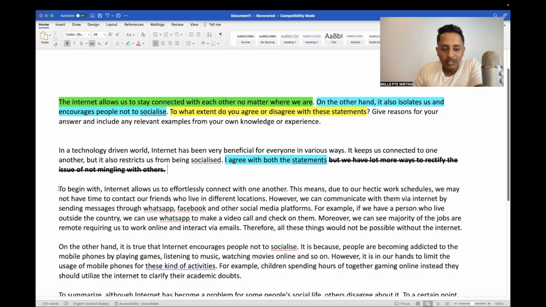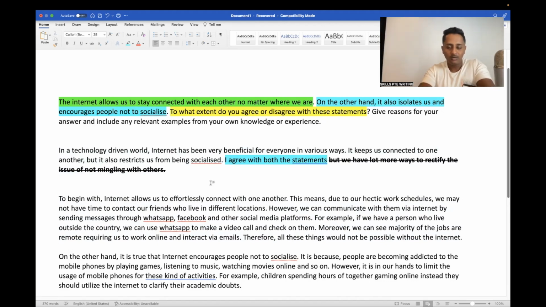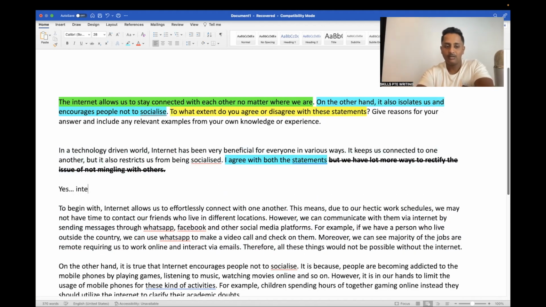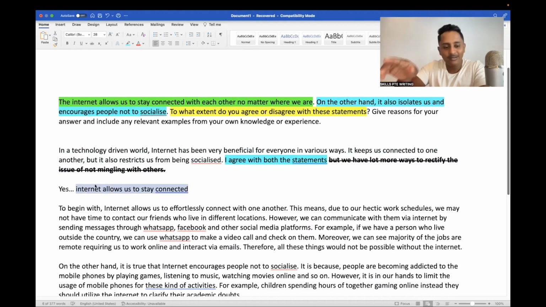So here is where she has to prove. What to prove? Internet allows us to stay connected. This she has to prove. Let's see if she has proved it.